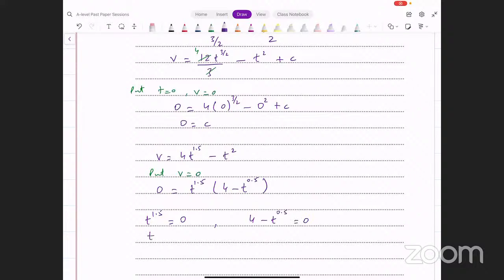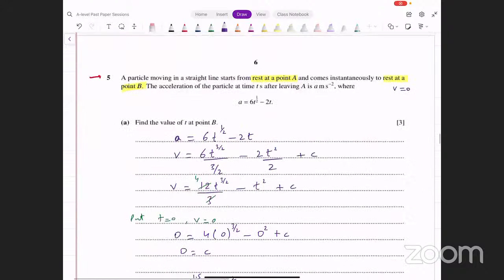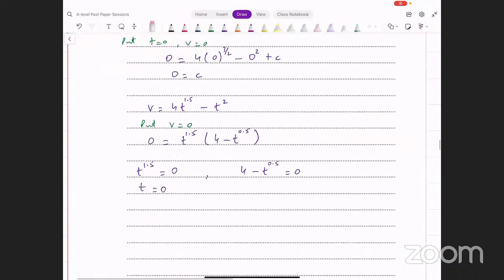From the first one, I get t equals 0. वो तो हमें पता था कि जब starting point था वहाँ पे time 0 था, so that's already given. From the other one, we're going to get another value of t. So we have 4 equals t raised to power 0.5. We can square both sides, and that's going to give us t equals 16. That's what we were looking for. Time जब 16 है, तब आपका particle point b के ऊपर है. That's what we had to find. ठीक है? Okay, let's move on to the next one.